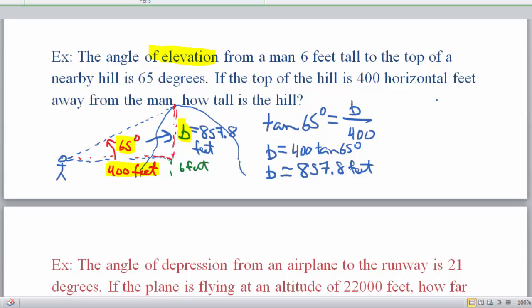So technically, I guess, the height of the hill is really 857.8 plus the 6 or so feet of his eye level, right? So it's really 863.8 feet, right? So that's probably a more accurate estimate for the height of the hill, 863.8. Okay.